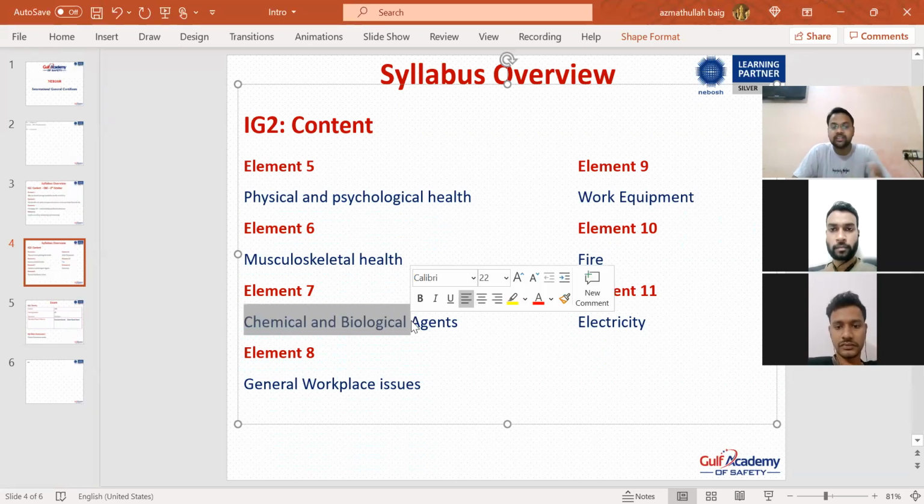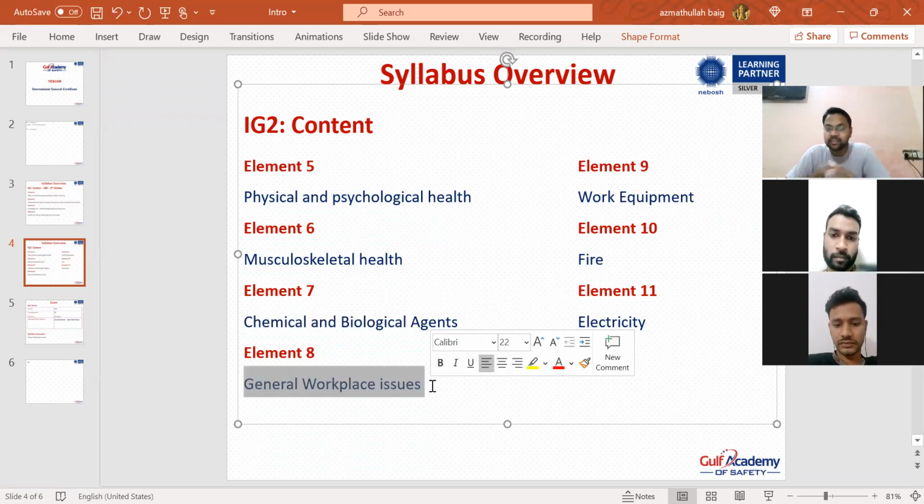In element 7, we'll discuss chemical and biological agents. In element 8, we'll be discussing the general workplace issues. In this element, we are discussing what are the hazards and controls associated with lighting, welfare facilities, working environment, and we are going to discuss work at height hazards. We're going to discuss slip and trip hazards. We are going to discuss transportation hazards.